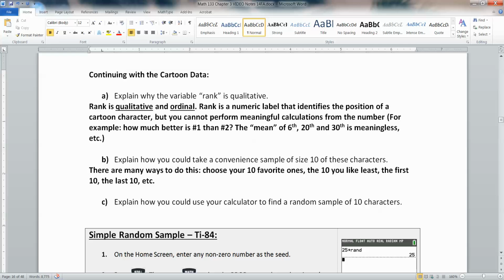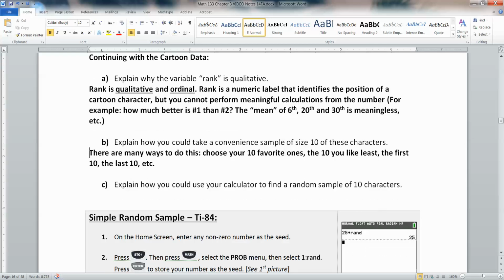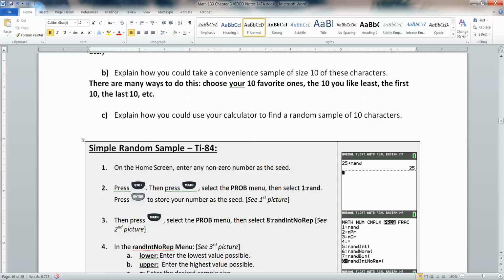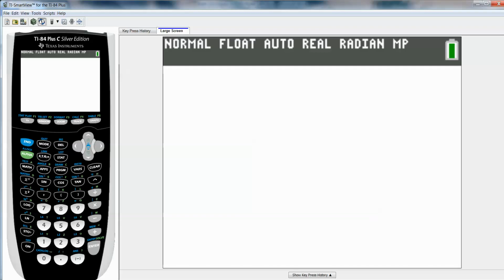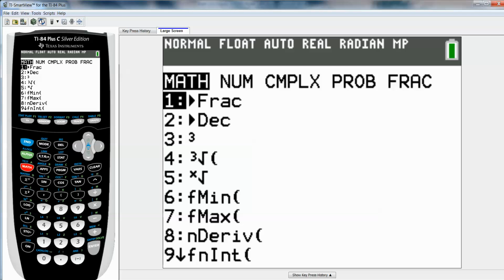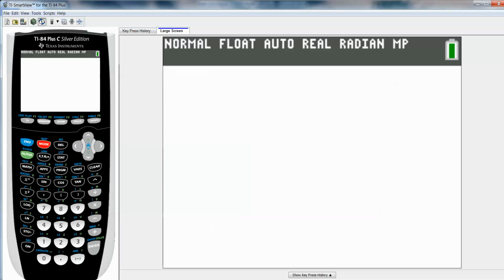Okay, so we want to make the calculator help us out with doing the random sample. Now I'm going to do this in two calculators. I'm going to start with the color calculator. So I press math, and actually, no, I'm going to quit. I'm going to pick a seed. You can pick any number you like. Like in the notes, I picked 25, but you could pick anything you want.